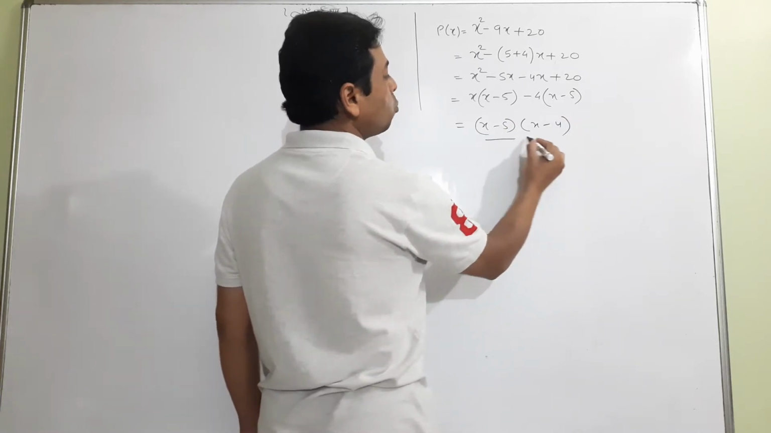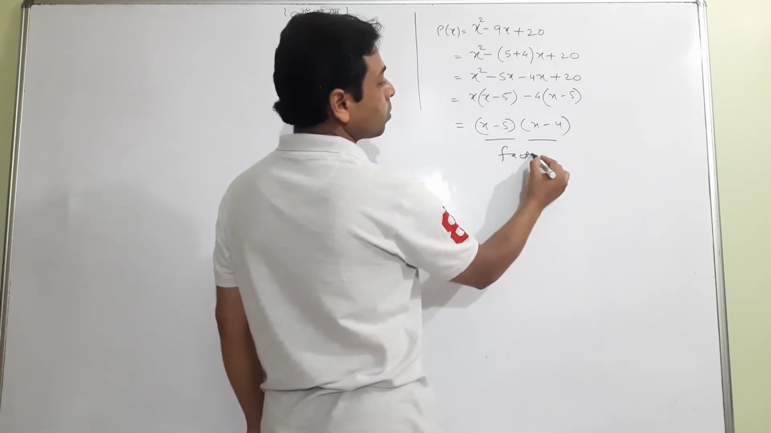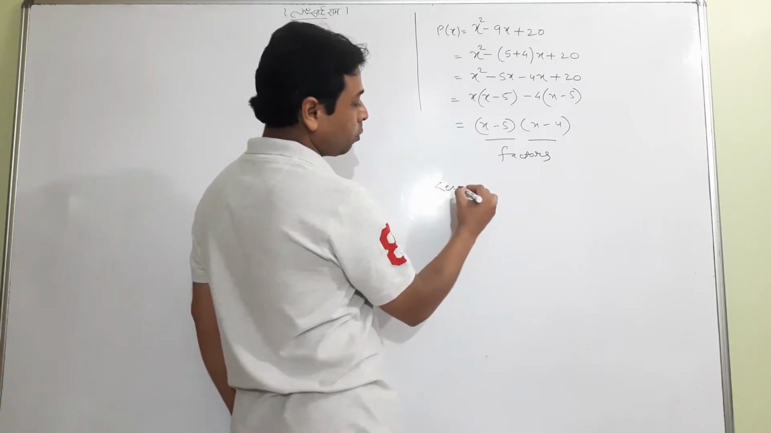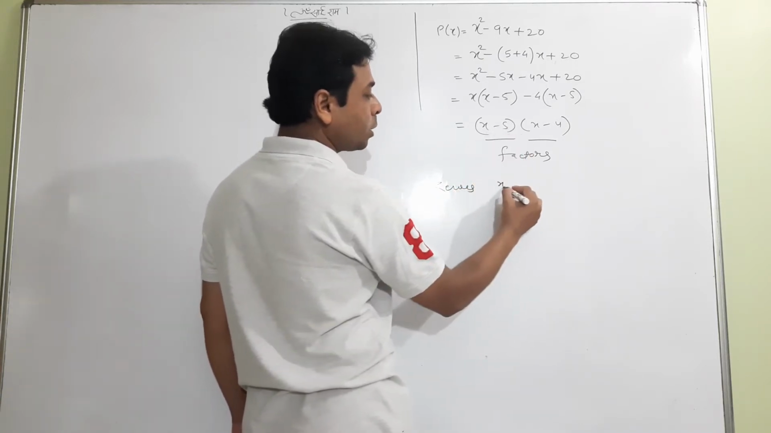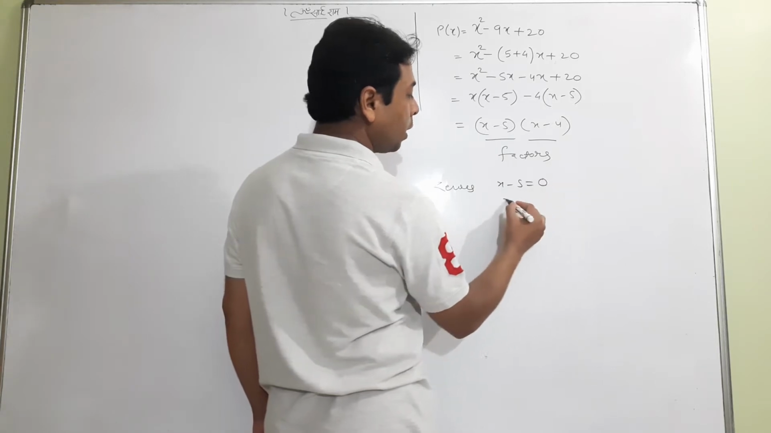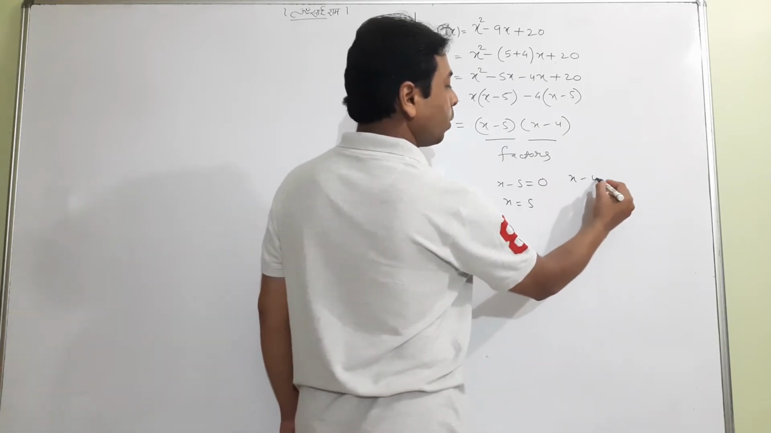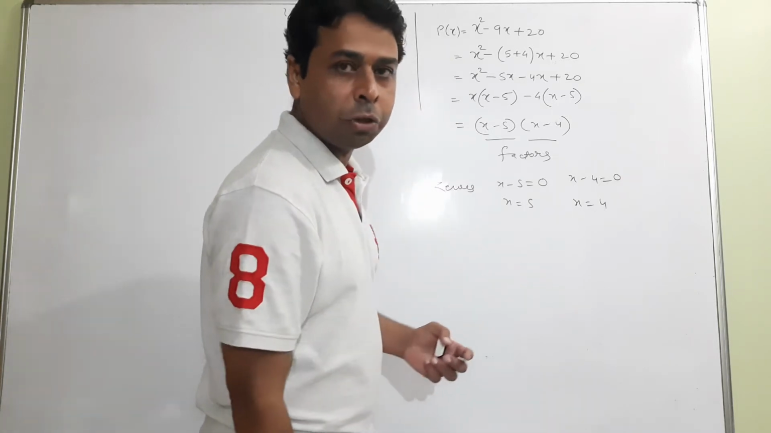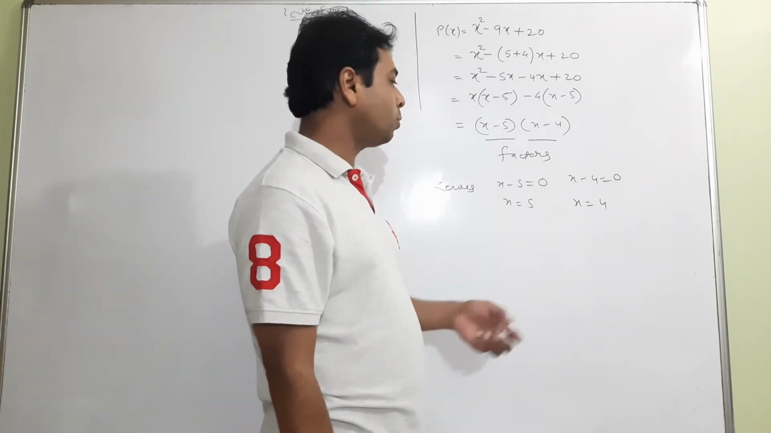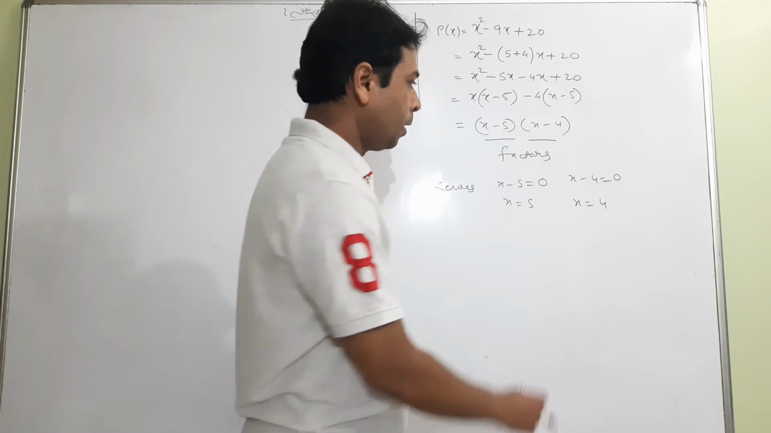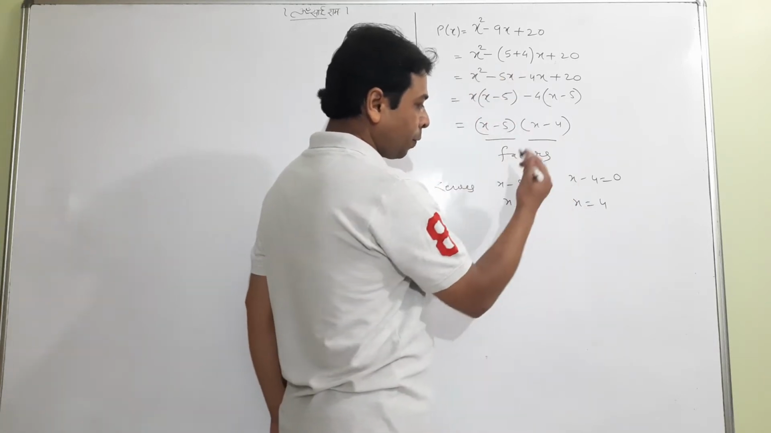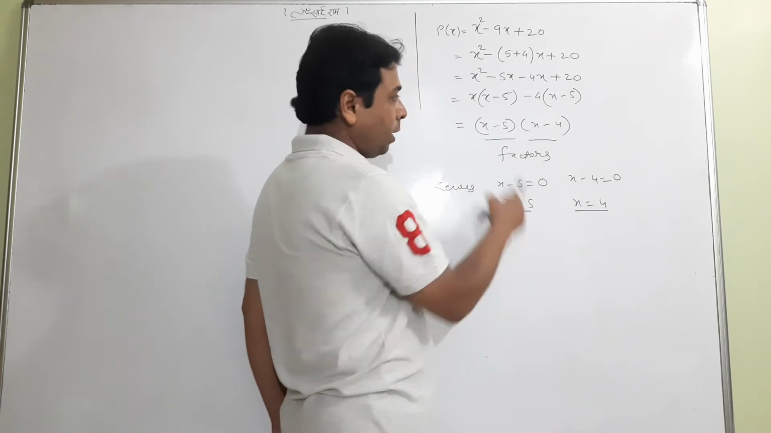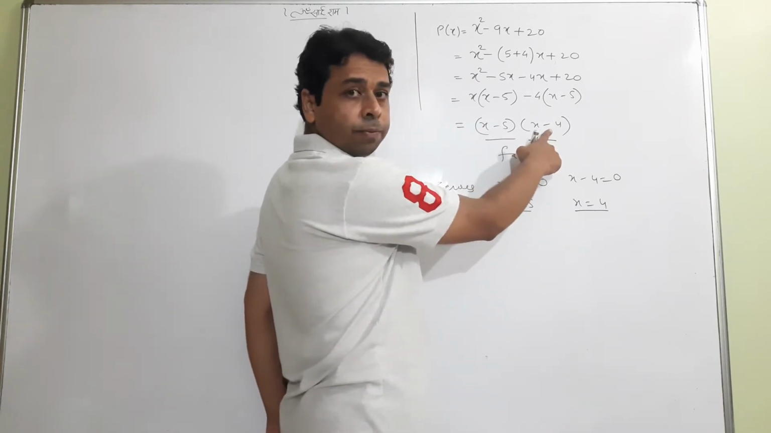So these two are factors. And if you are told to find the zeros of this polynomial, take x minus 5 equal to 0, x equal to 5; x minus 4 equal to 0, x equal to 4. Now many things are connected to each other. So what I want to say, look properly. Now can we connect all the things? These are zeros and these are factors.